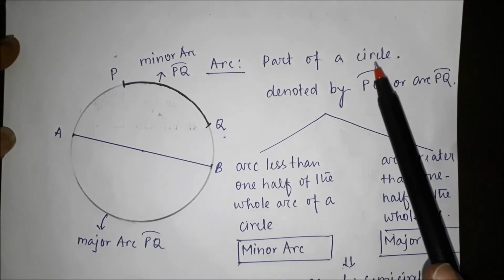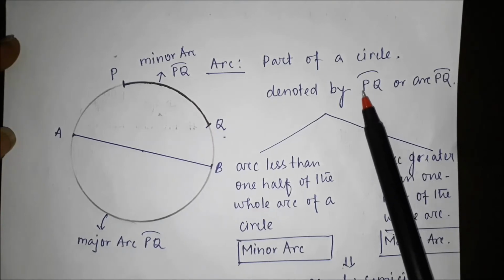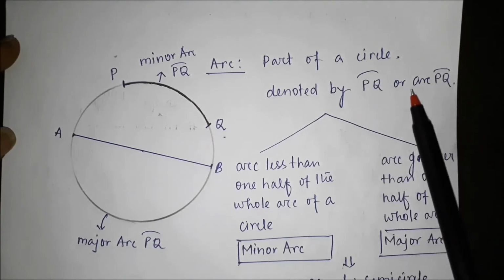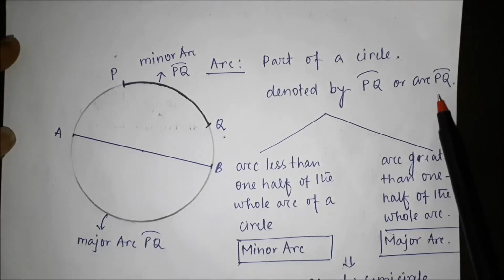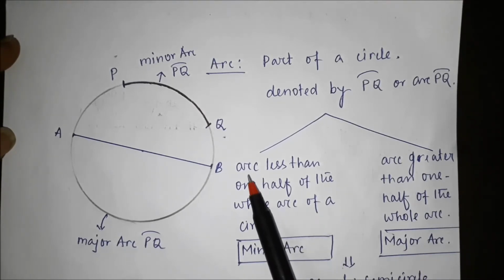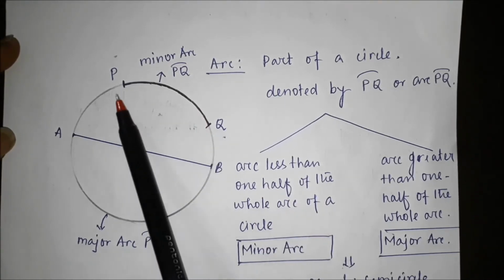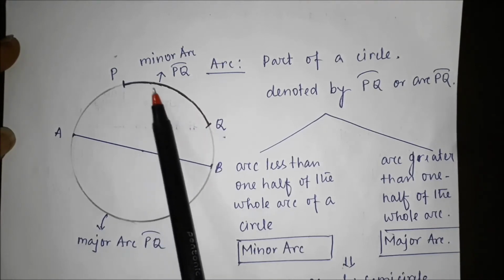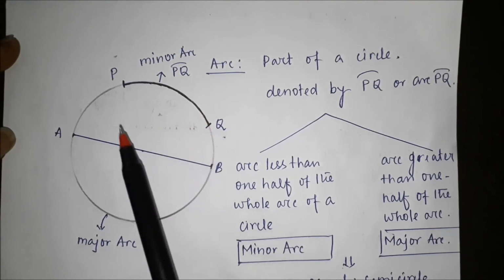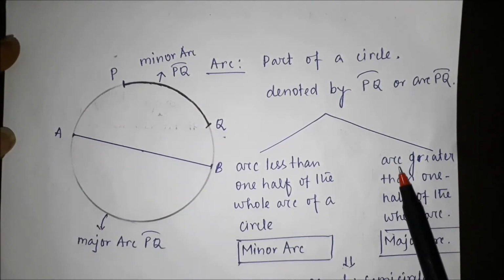Now arc, it is a part of a circle, it is a part of the circumference. It is denoted by arc PQ. Now this arc is of two kinds, one is called minor arc, another is called major arc. Minor arc means an arc less than one half of the whole circle. Like in this example, PQ is a minor arc. It basically depends on the length of the arc. And the other arc PQ, this part is called a major arc, where the arc is greater than one half of the whole circle.